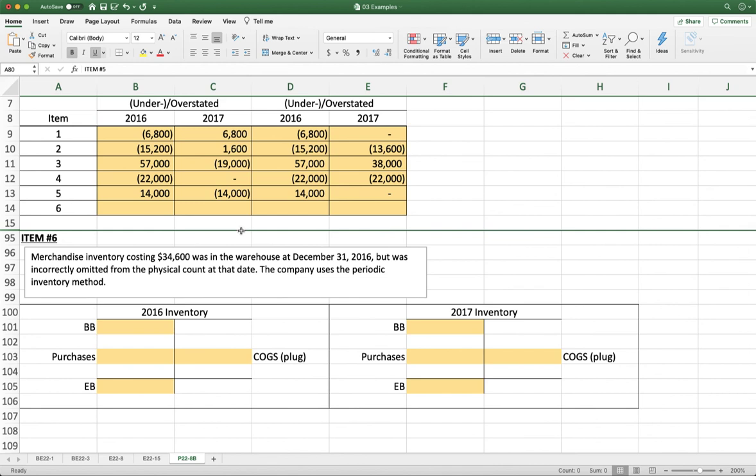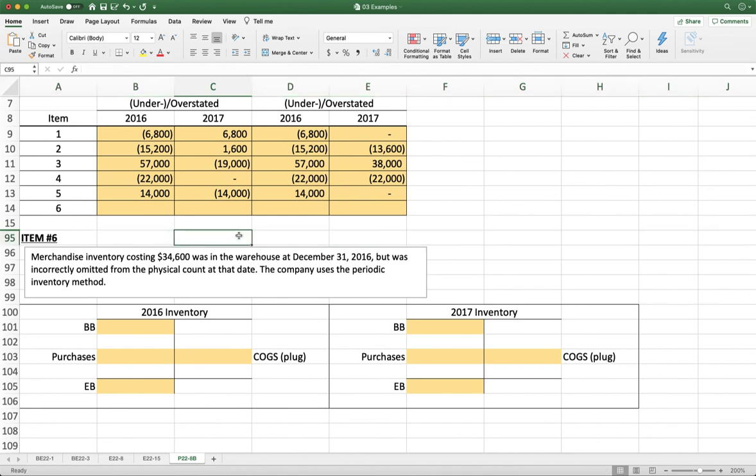For the final one, we're going to do it a little bit differently. We're going to use T accounts instead of journal entries. This one has a tendency to kind of mess with people's heads. So we're going to try to do the best that we can. So here we have merchandise inventory costing $34,600 that was in the warehouse at December 31st, 2016, but was incorrectly omitted from the physical count at that date.